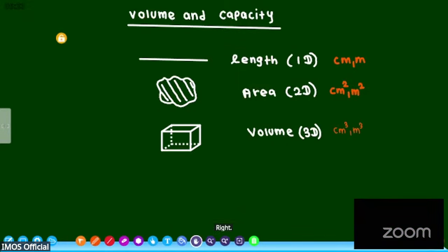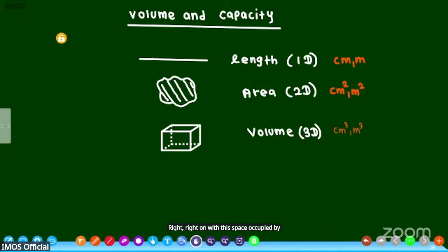Right, write down the space occupied by an object, the space, write down. So what do you mean by the volume?